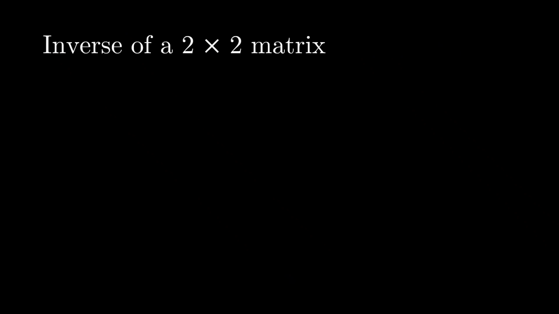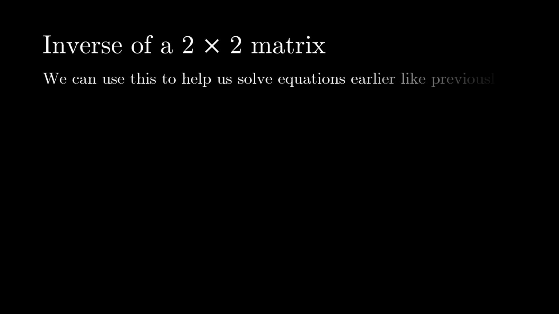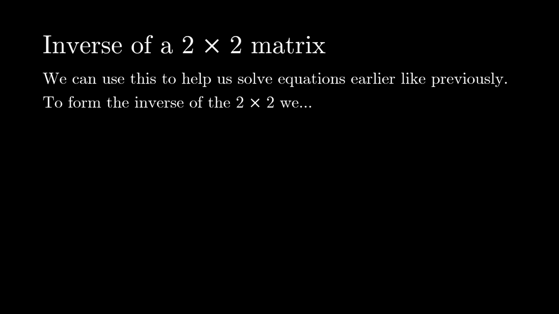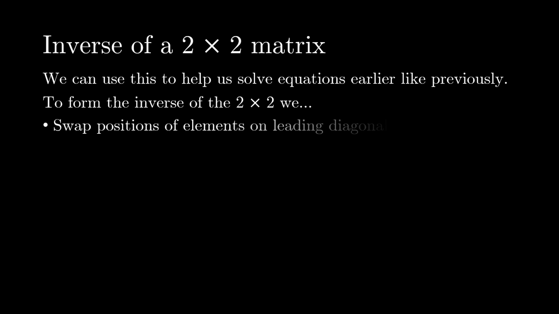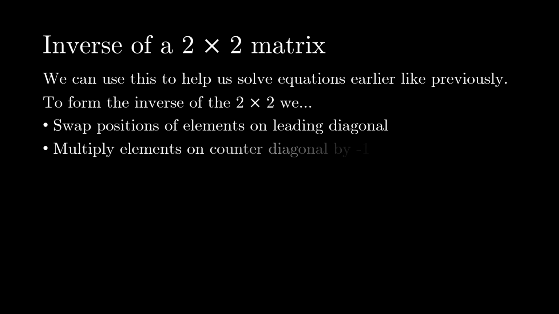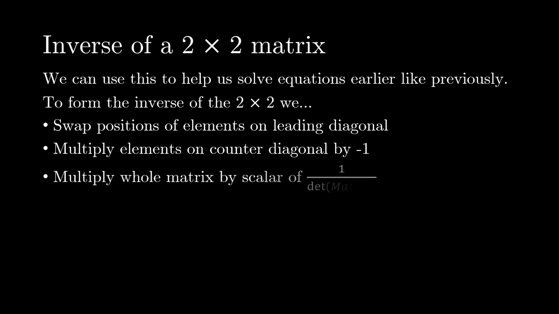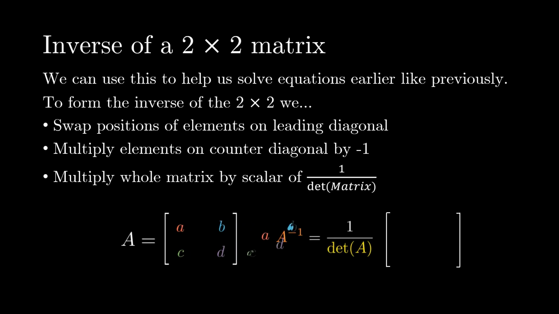Now let's cover the inverse of 2 by 2 matrices. We can use this to help solve equations like we saw previously. To form the inverse of a 2 by 2 matrix, we swap the positions of the elements on the leading diagonal and multiply the elements on the counter diagonal by -1. And then with this new matrix that we have formed, we multiply it by the reciprocal of the determinant of the original matrix, so 1 over the determinant of the matrix. So if we do this with a general matrix, A, as we defined earlier, we can then form its inverse.